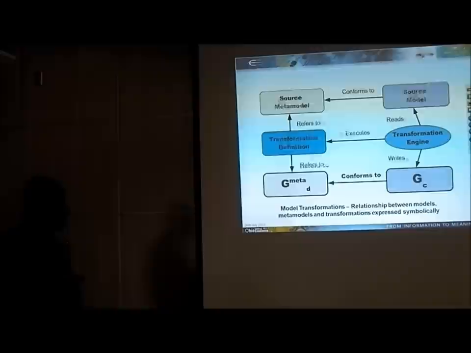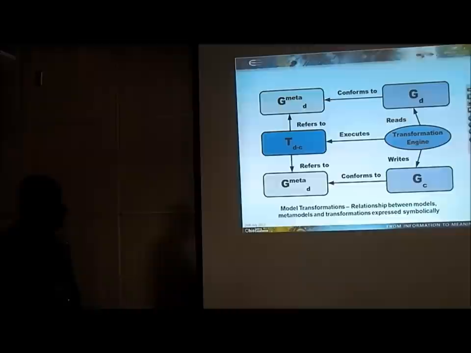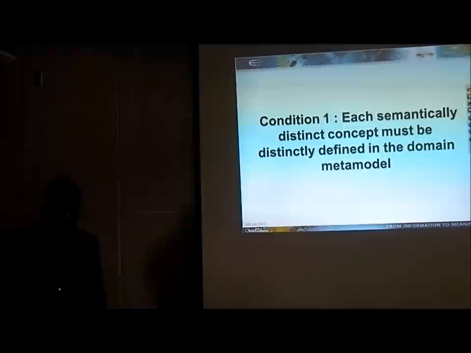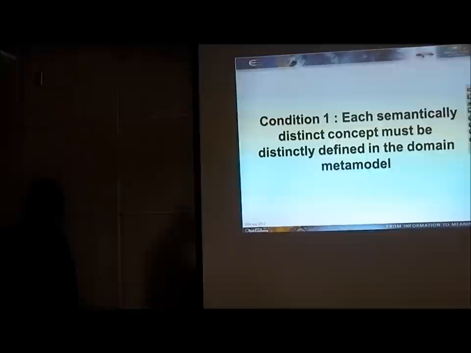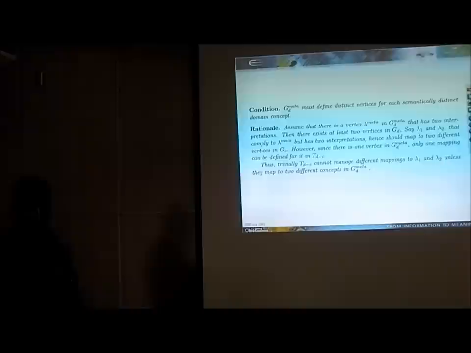This is just the same diagram, but we've introduced these notations. Now, the first one: what we found was that you have to define each and every distinct concept distinctly in the domain meta model. This may seem unnecessary. Here is the mathematical proof, but I don't want to go through this; I can translate it to you in simple terms. Basically, if you assume that two semantically different concepts are represented by one, then there's no way that you can write a transformation that will translate that into two different operations in the cloud model.